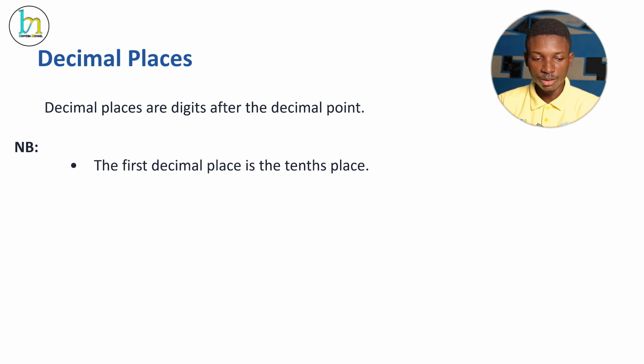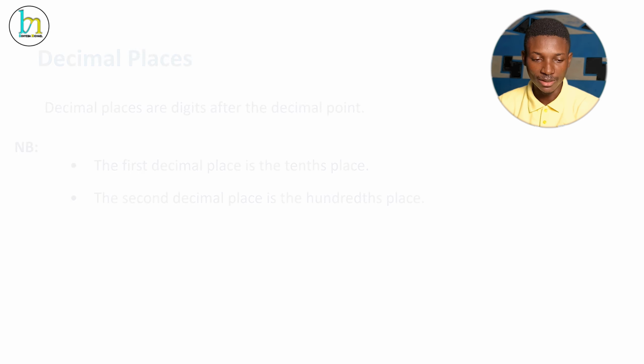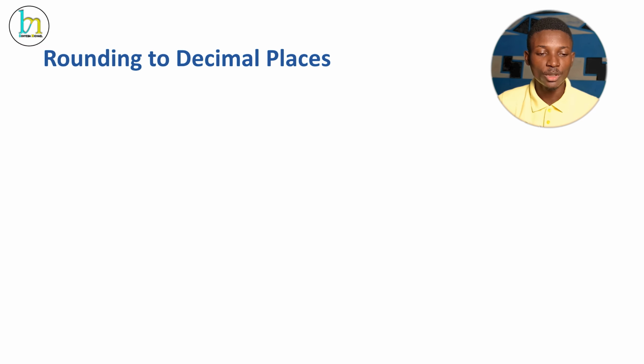Also, it says note: the first decimal place is the tenth place. Okay. The tenth place. And the second decimal place is the hundredth place. So it follows like that. That's what I want to say. It follows in that pattern. Okay. All right. Now let's move to rounding to decimal places.